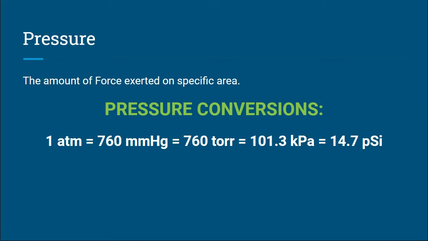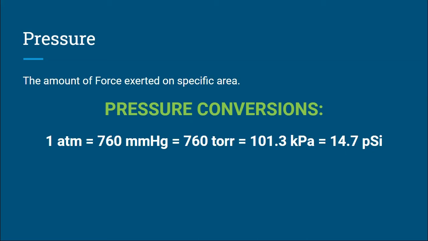But there are also different units of pressure, and you have to be able to convert between them. So one unit is this very first one, ATM, that's short for atmospheres. And then there's another unit, mmHg, which stands for millimeters mercury. Torr is another unit of pressure. kPa stands for kilopascals. And then PSI is pounds per square inch. So each of these things are equivalent to each other.